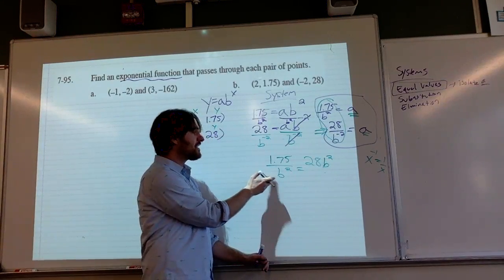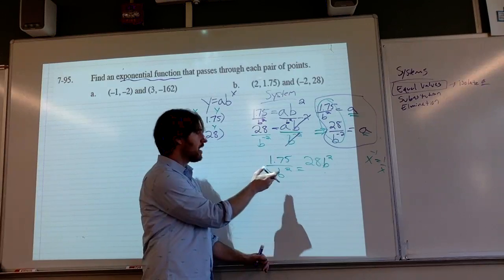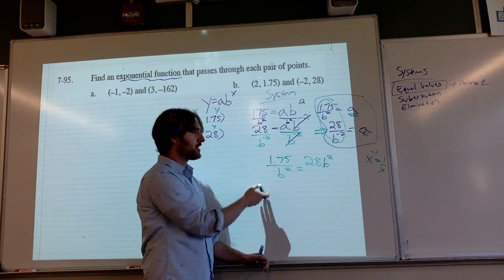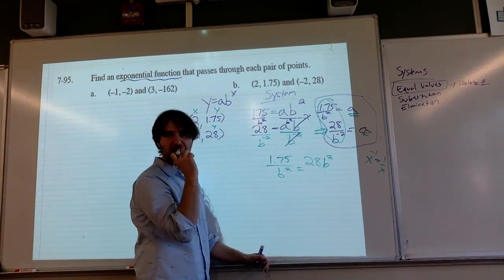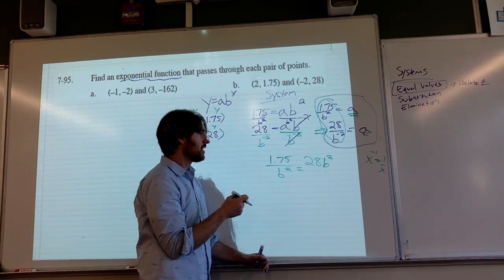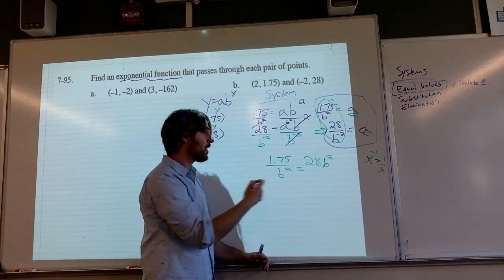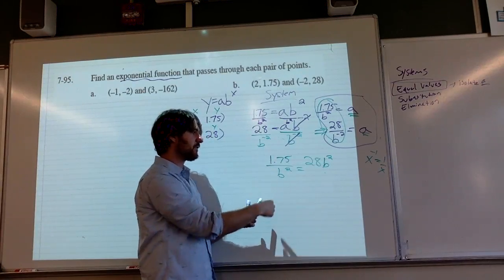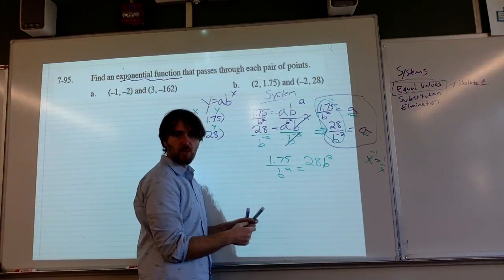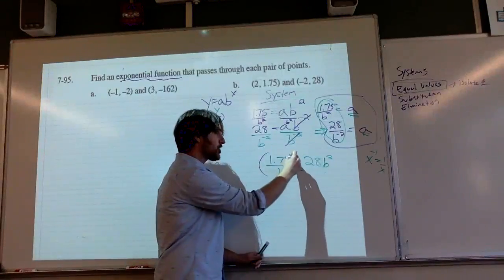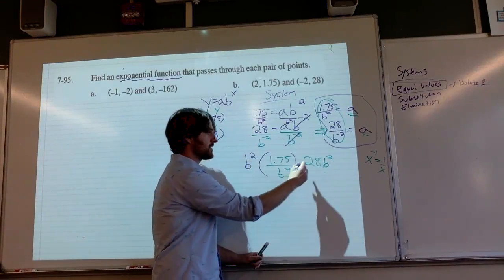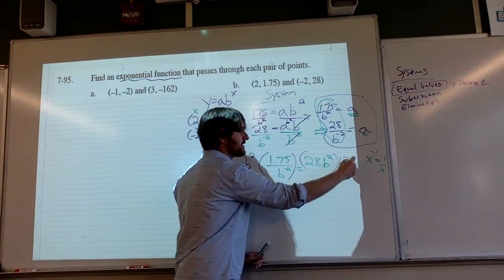Now I got this b squared in the denominator. How can I get rid of that? Actually, I could potentially do the same thing and make this b to the negative 2 power up there. Sure, I can do that. But what can I do if 1.75 is being divided by b squared? I can actually multiply both sides by b squared. That's a valid move.